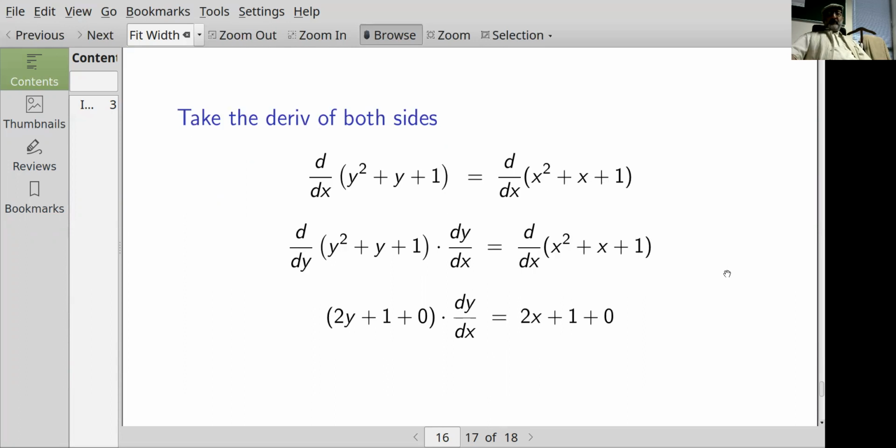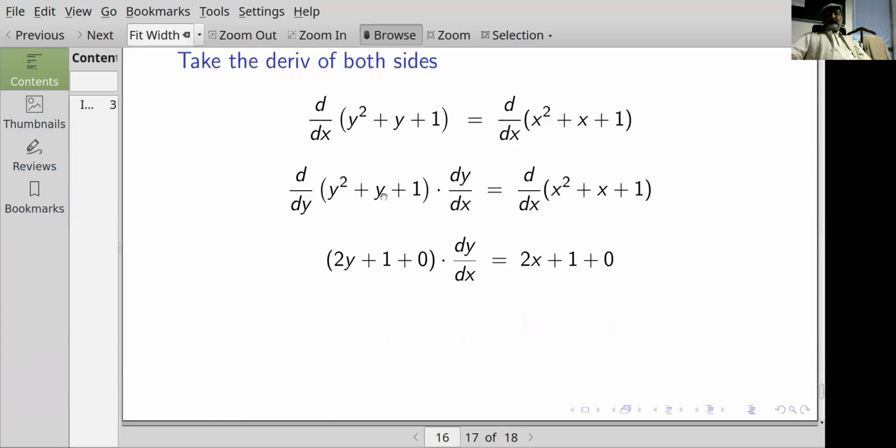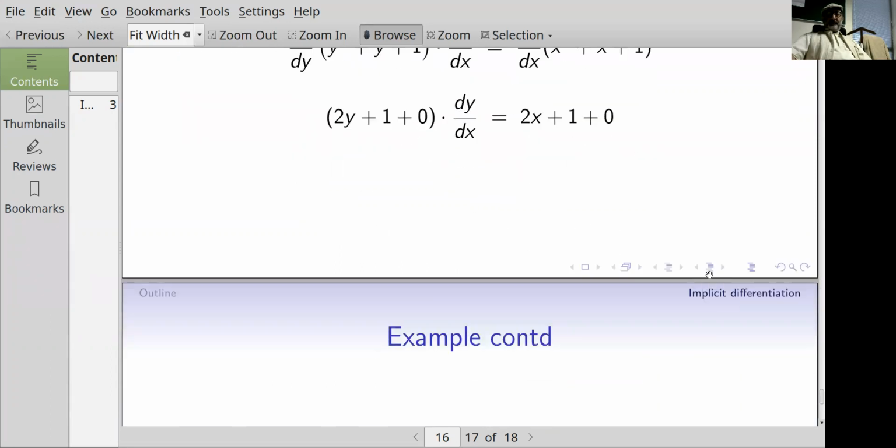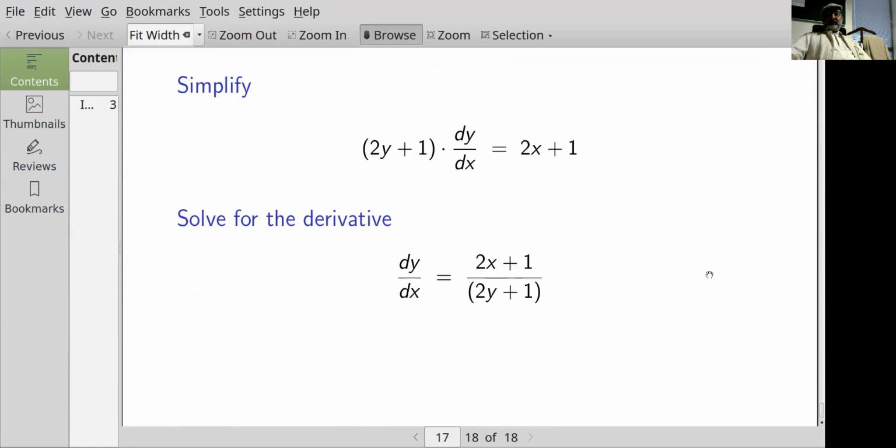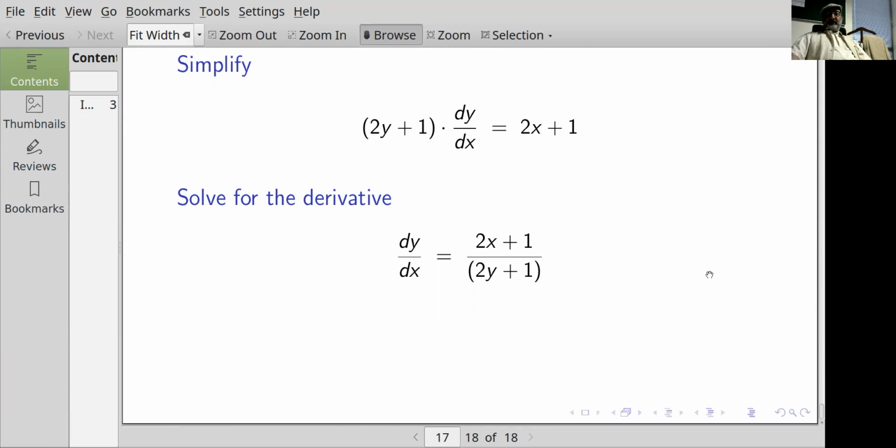Okay. And the next step, the derivative of y squared plus y plus 1 with respect to y is twice y plus 1 plus 0. And the derivative with respect to x of x squared plus x plus 1 is 2x plus 1 plus 0. Okay. Simplify that, drop the zeros. Now solve for dy by dx. You get dy by dx equals 2x plus 1 over 2y plus 1. And I suppose you are assuming that y is not equal to minus 1 half.